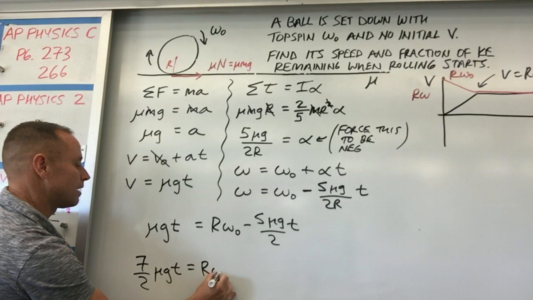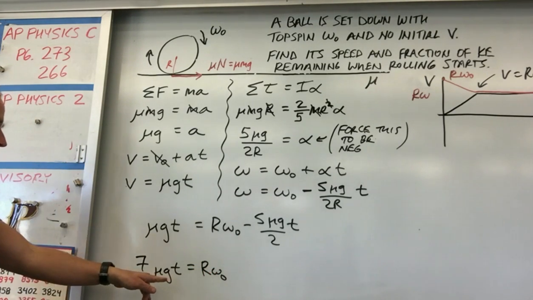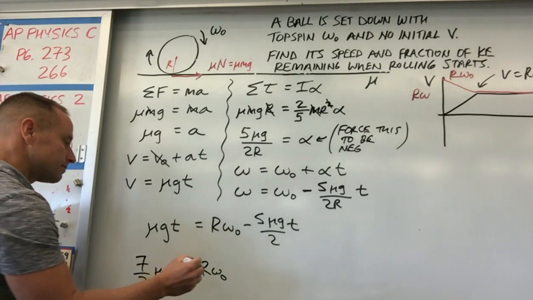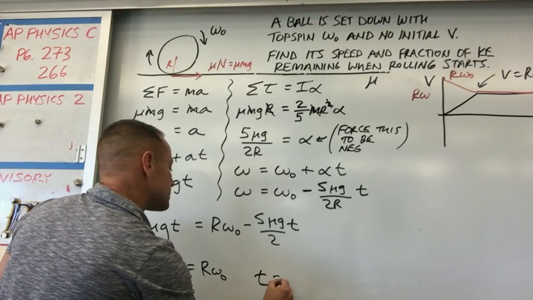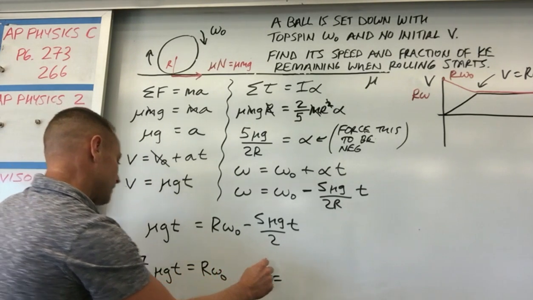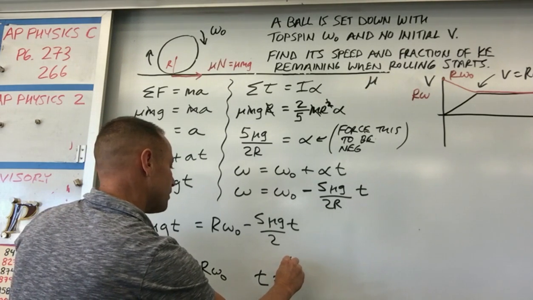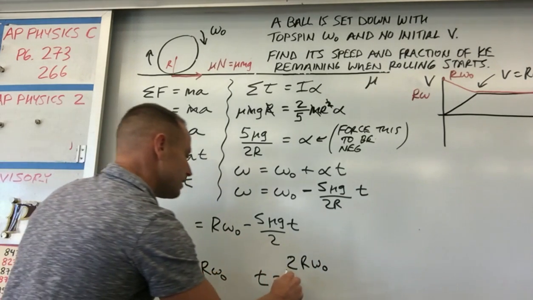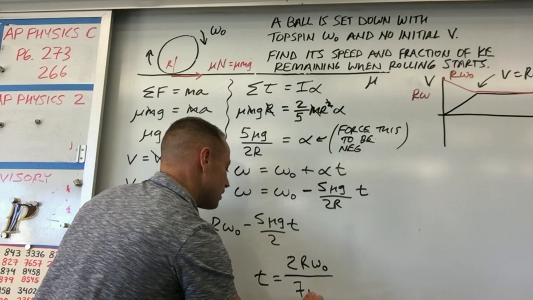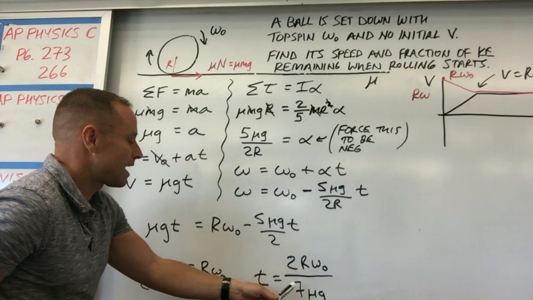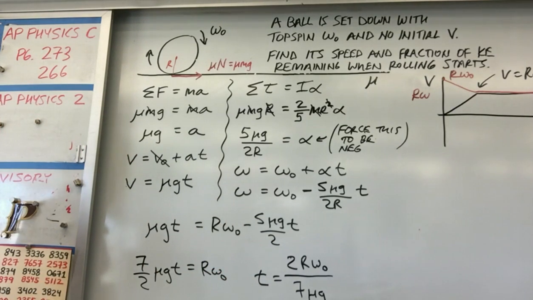equals r omega naught. And so what we learn from this is that the time when the rolling sets in is going to be, well, we just have to solve for it: 2 r omega naught over 7 mu g. So that's the time when the rolling sets in.